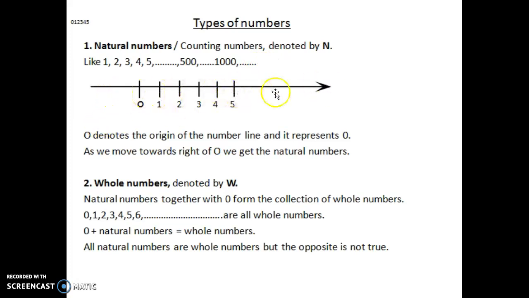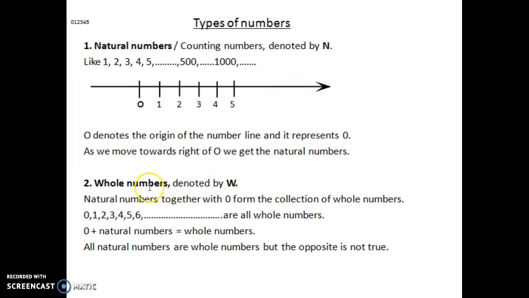For example, this is a number line. What is a number line? The number line is a line that is used to represent numbers. Here on the number line, we have taken a point O. It denotes origin on this number line. And as we move towards the right of O, we get the natural numbers like 1, 2, 3, 4, 5. It increases to the right and continues up to infinity.